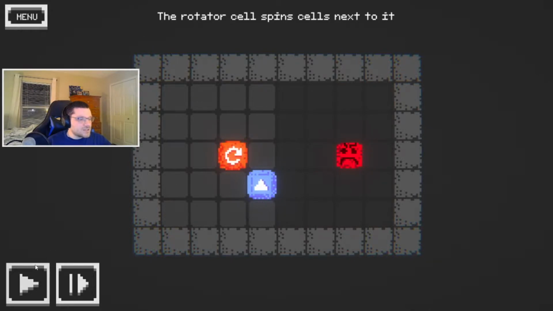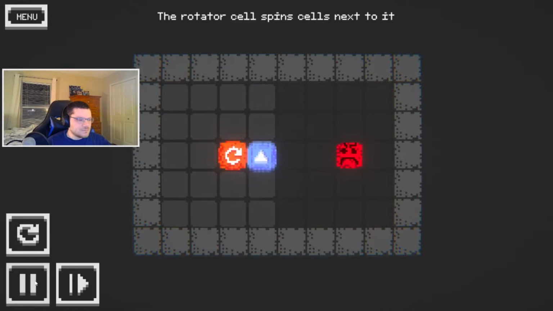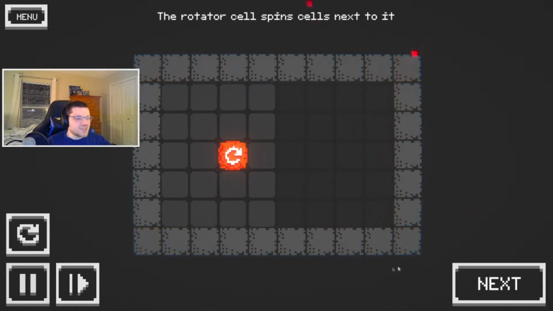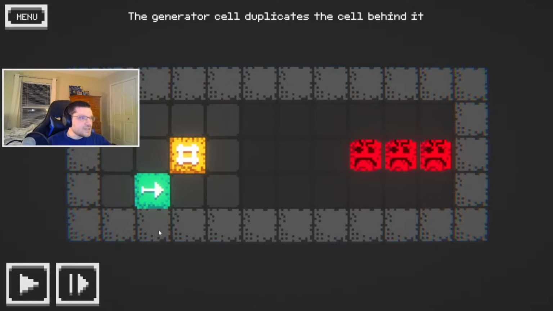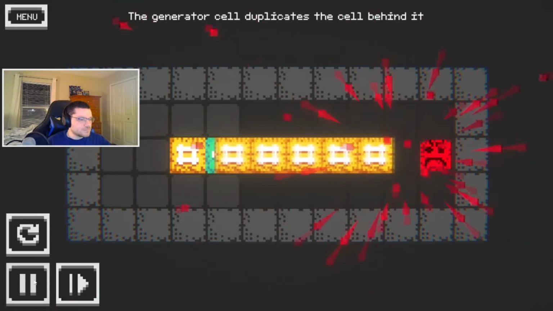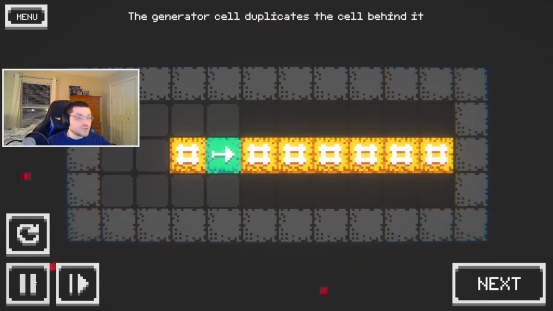Now this is gonna be really interesting because the rotator cell spins cells next to it. This red one is gonna spin this one in the direction that it's facing. So if I recall correctly, it's going to rotate to the right? I thought so. Generator cell duplicates the cell behind it. So this one. And duplicates infinitely.